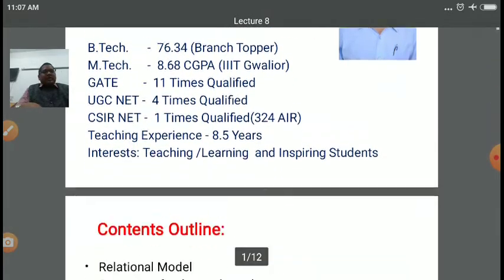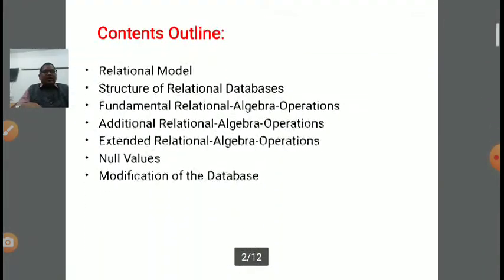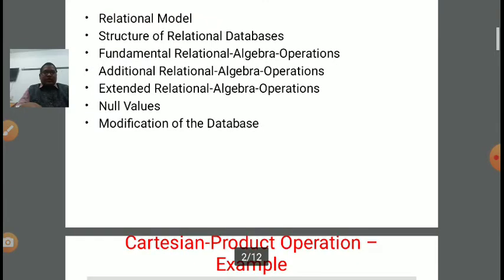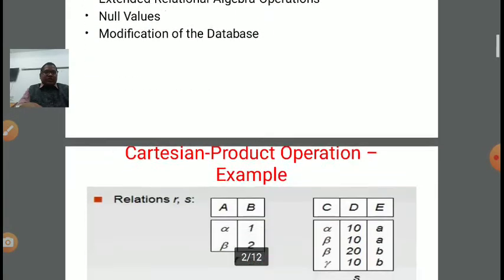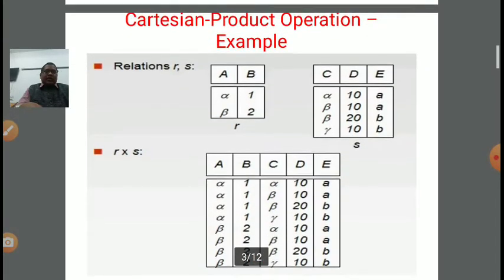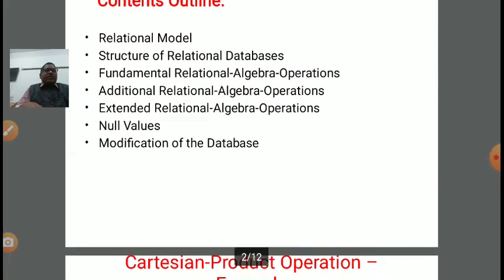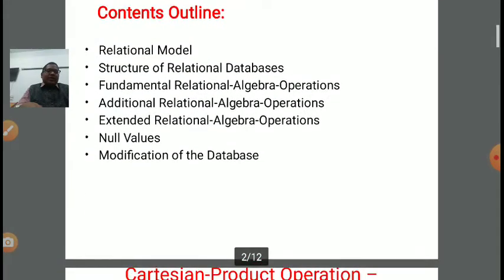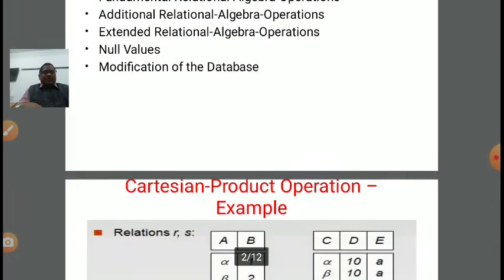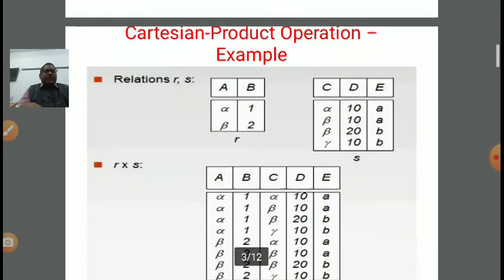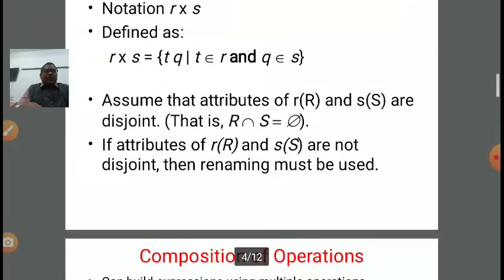Now in the previous lecture we started relational algebra operations. In relational algebra we already discussed three operations: the select operation, its notation, and examples already practiced. After that, the pi operation, that is the project operation, to extract the required column from a particular relation or table. Then the union operation. Now in today's lecture we will focus on some more operations like Cartesian product and its notation.